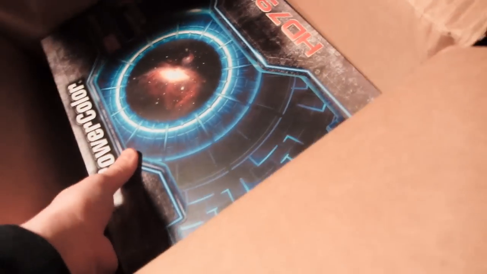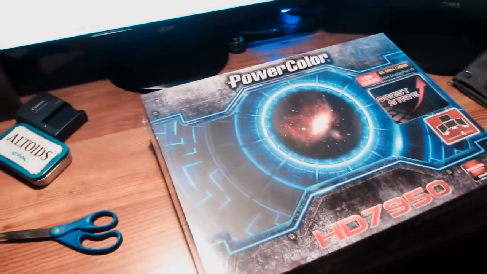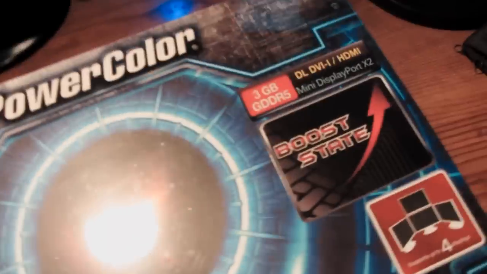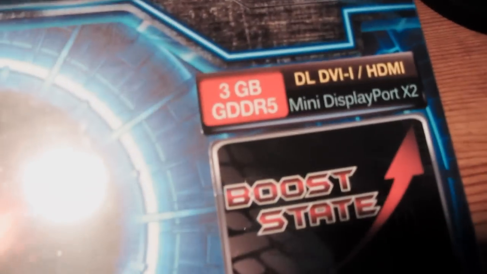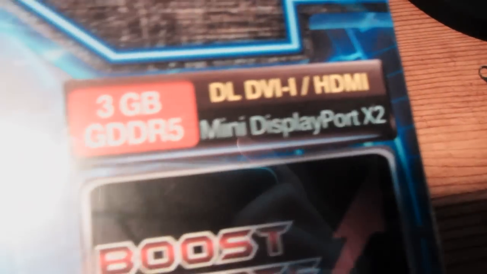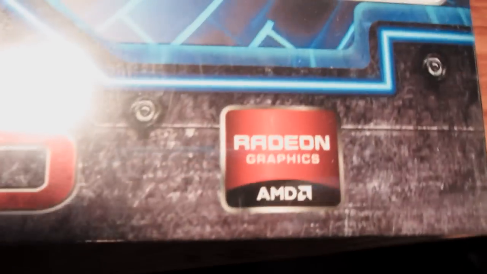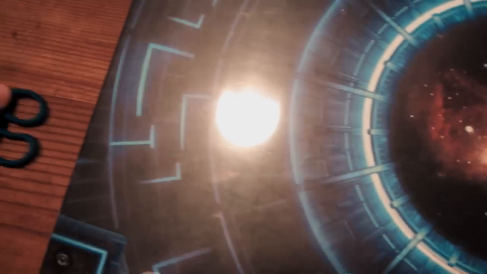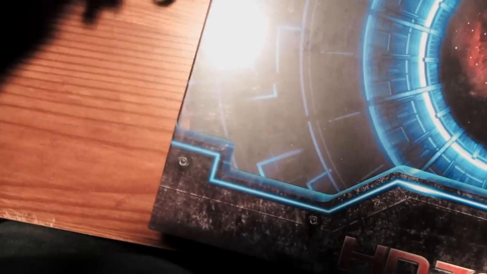What is this? Alright, let's get the box out of here. Once I pull this out and move this over, and there's the paper falling. Okay, so what we have here is the HD 7950. Let me move that, sorry. So we have the HD 7950, 3GB GDDR5, boost state, stuff like that, Radeon, of course. I go with the Radeon because that's my type of brand. NVIDIA, just don't like them.